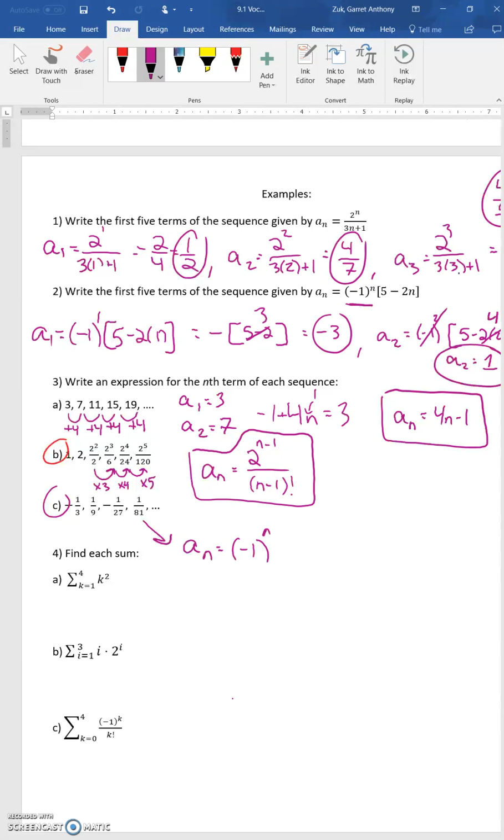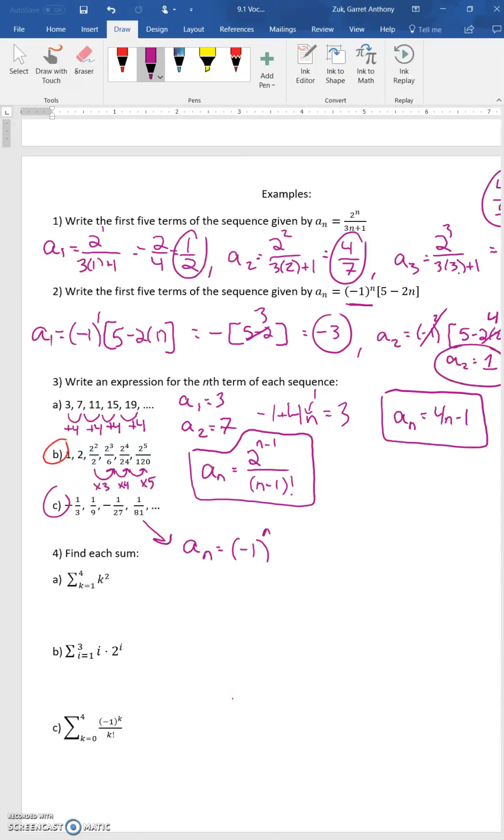Well, again, we want our first sign to be negative. If I plug in n equals 1, that's going to give me negative 1 to the 1, which is negative 1, like I want. So in this case, we can use negative 1 to the n. That'll take care of the sign. And then we can look at the rest of our pattern.